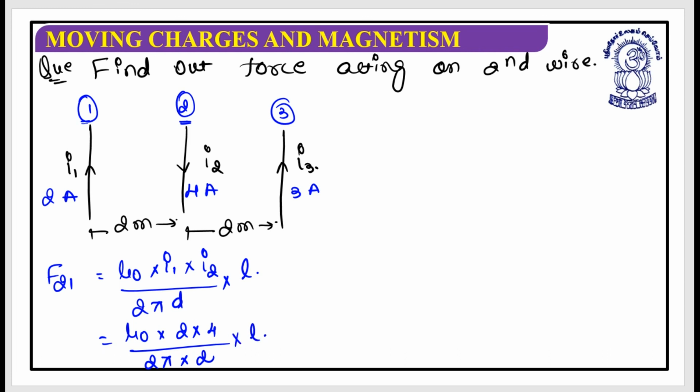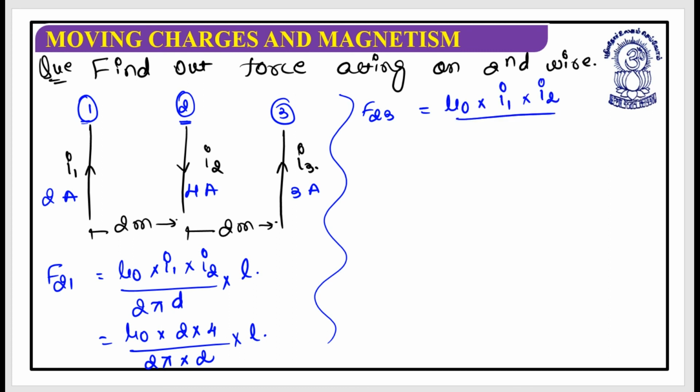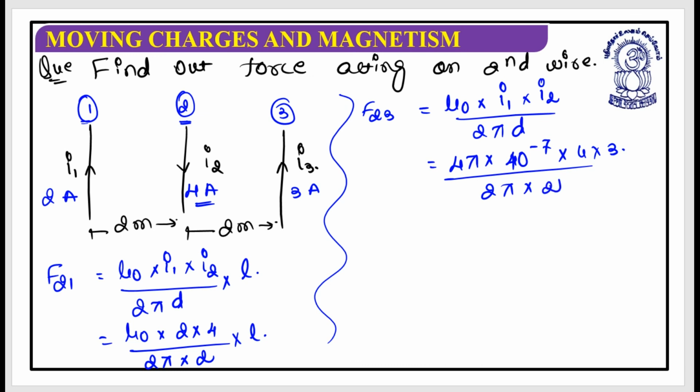This is F21. Now I need to find out the force on the second wire due to the third wire. That could be given as mu naught multiplied by I2 multiplied by I3 divided by 2 pi d. This could be written as 4 pi into 10 to the power minus 7 multiplied by this is 4 ampere, this is 3 ampere, divided by 2 pi into d, it's 2. I hope this is clear. Is it clear? Multiplied by length.